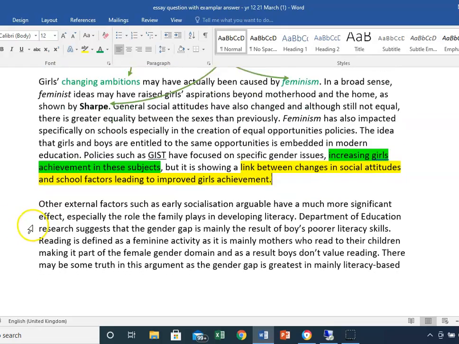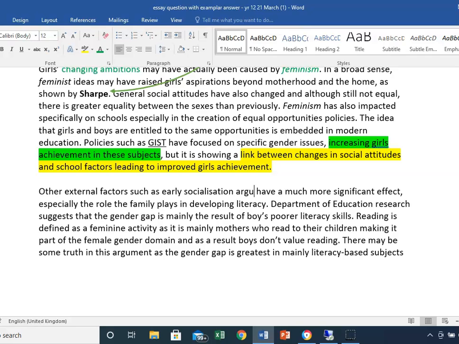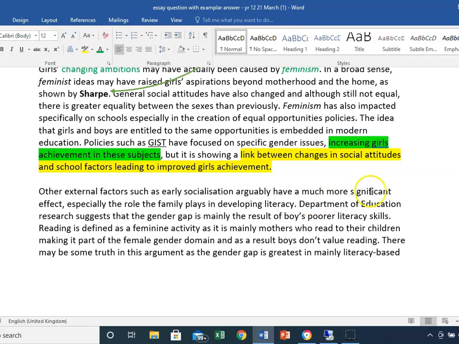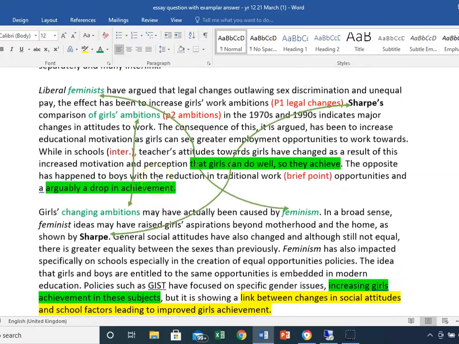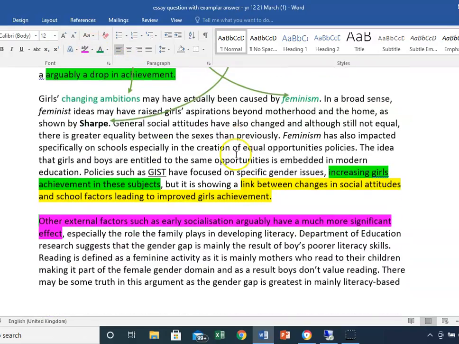So the next point, other external factors such as early socialisation, arguably have a much more significant effect, especially the role the family plays in developing literacy. Now, what I like about this is this to me sounds like a bit of a debate, so a bit of evaluation. So let me just check the colour for evaluation. So we're starting to get some debate in here, especially the role the family plays in developing literacy. Department of Education research suggests that the gender gap is mainly the result of boys' poor literacy skills.